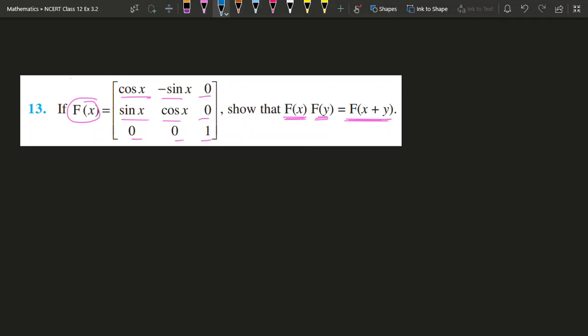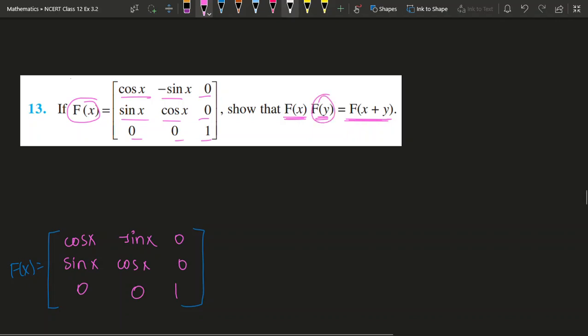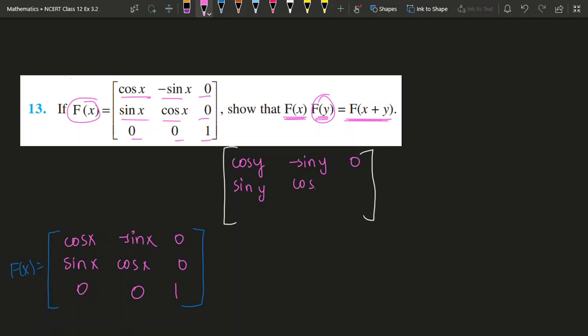So let's firstly write f of x. For f of x, you just write the matrix that you already have. So cos x, minus sin x, 0, sin x, cos x, 0, 0, 0, and 1. And then you have to write f of y. Here you are just going to replace x with y. So now you write cos y, minus sin y, 0, sin y, cos y, 0, 0, 0, 1.